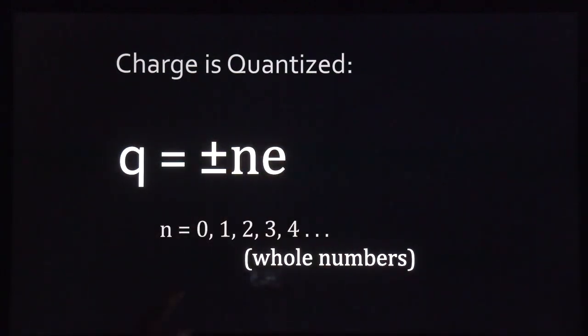If N doesn't come out to 0, 1, 2, 3, 4, some exact whole number, I don't care where you are in the universe, on the opposite end of the galaxy, inside, or on your way into a black hole, doesn't matter. You cannot have a partial number of protons or electrons. So that's charge being quantized.